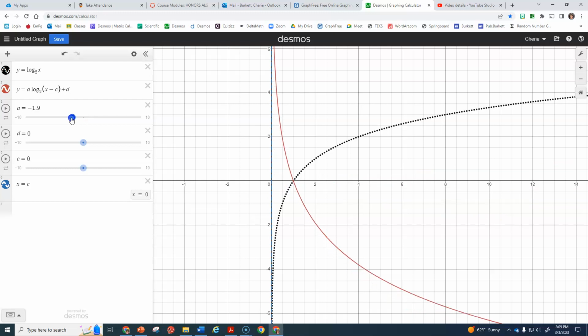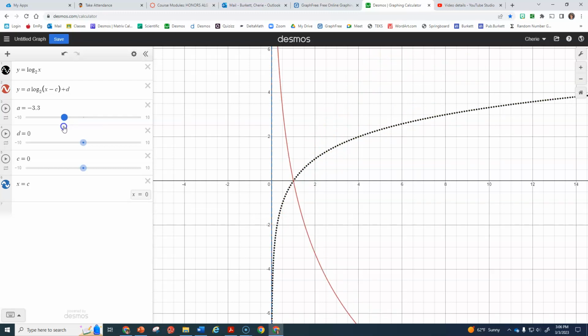Same thing when it starts off at -1 and we move it closer to the x-axis, or closer to 0, it's getting closer to the x-axis. That's why we call it a shrink or a compression. Okay, but then when we move A on out, now it's getting further away from the x-axis. It is vertically stretching. It's getting taller.